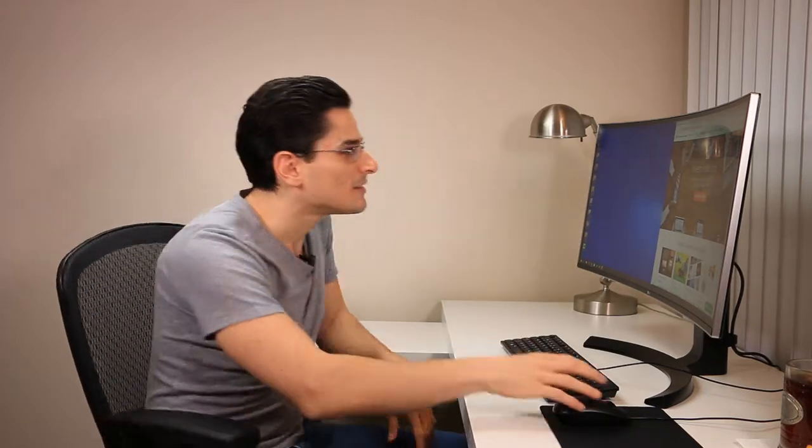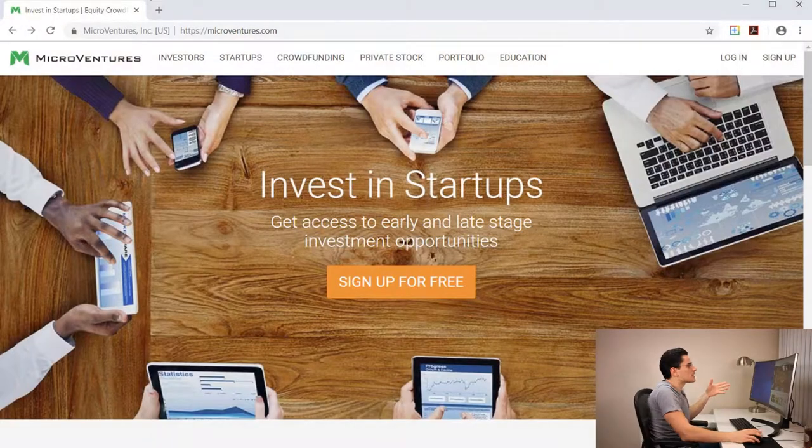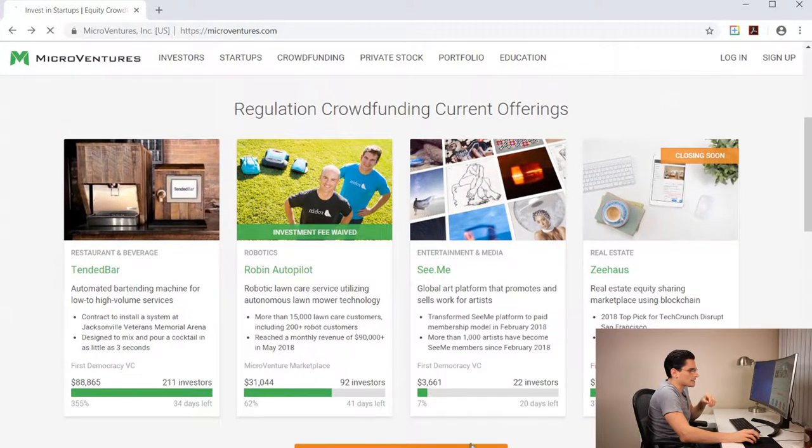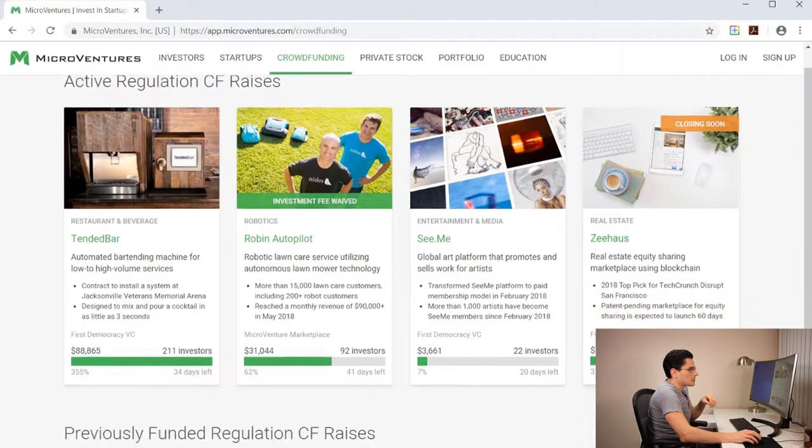Let's take a look. So I want to start off on this site called Micro Ventures. The reason I like it is because it allows you to see the financial documents for some of these companies that are raising money in a lot simpler fashion than some other websites do, in that they make you go through a series of steps. These guys make it available pretty much right on the site. So let's take a look.